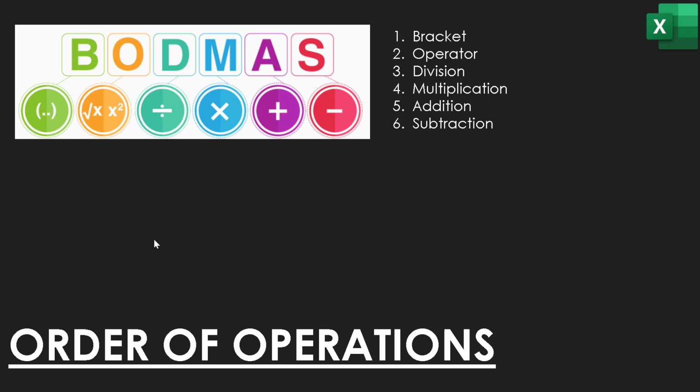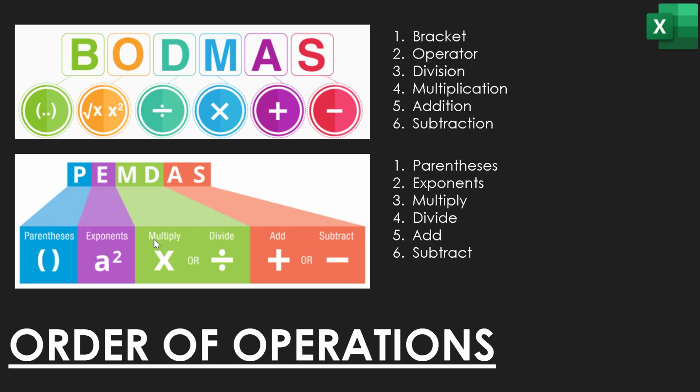If you're in some other location, I'm pretty sure you must be aware of an abbreviation called PEMDAS, right? And this is exactly the same, it's just that the name may differ. So first is parentheses, which is the same as bracket. Then is the exponents, which is same as operator, multiply, divide, add, and subtract. So it doesn't matter which abbreviation you follow, but you just need to remember the sequence of operations. You just need to know that within a formula, if these operators are available, then this will be the sequence of operation. So to understand this better, let's have a look at a small example.